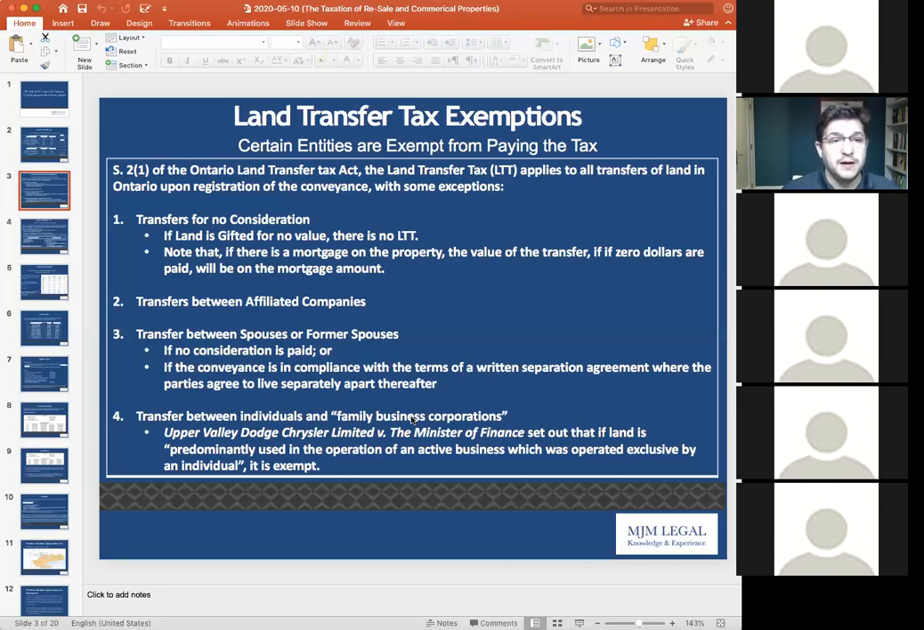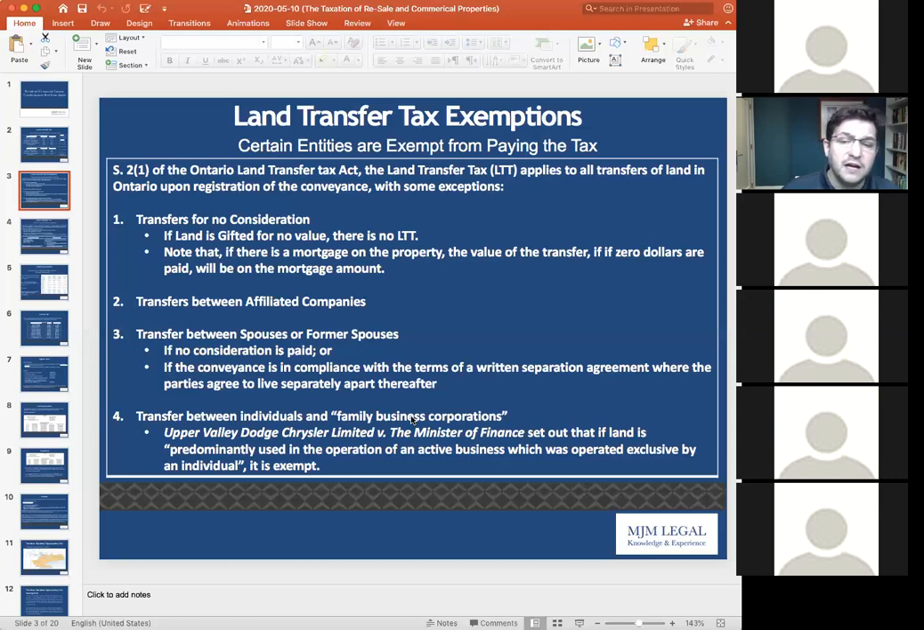Transfer between spouses and former spouses, even for money, is something which I shouldn't say even with money. I'm sorry. Let's keep this simple. Transfer between spouses and former spouses, if no consideration is paid, would not be subject to land transfer tax, or if it's done in accordance with the written separation agreement, which, by the way, has consideration values, right? Because if I'm getting the house, then it's offset by perhaps some other payment elsewhere. But as long as there's a signed separation agreement where the parties have agreed to live separately, so it's not just a married couple that feels that they're smart and puts together a separation agreement, but someone who actually agrees to live apart separately, there's no land transfer tax on the transfer of that interest in land to the other spouse.